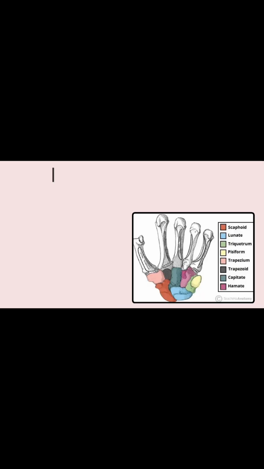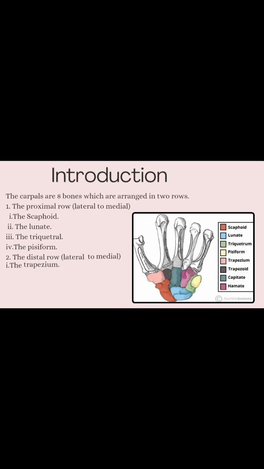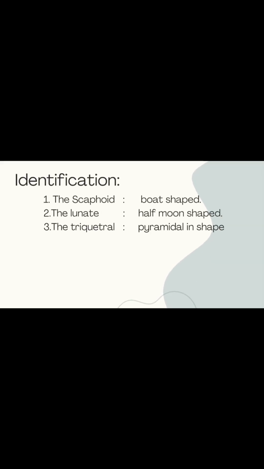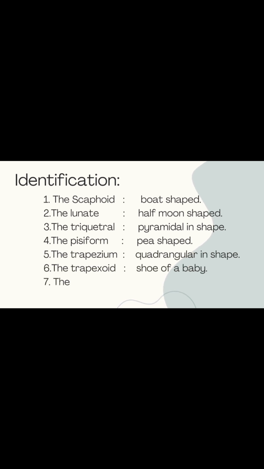Carpals. Introduction. The carpals are 8 bones which are arranged in 2 rows. The proximal row, lateral to medial: the scaphoid, the lunate, the triquetral, the pisiform. The distal row, lateral to medial: the trapezium, the trapezoid, the capitate, the hamate.